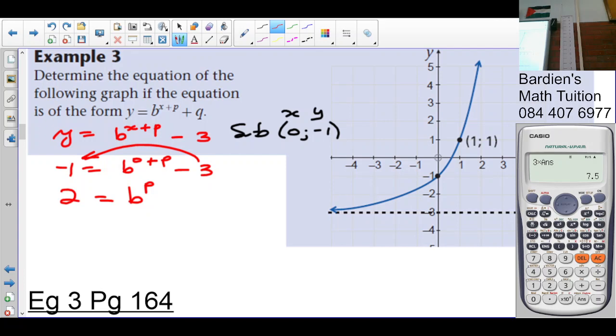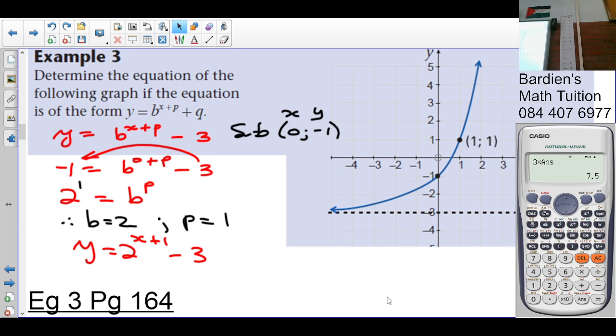Not so? So, if 2 is written on its own, what's the exponent? 1. So therefore, b is equal to? What's b equal to? 2. And what is p equal to? 1. So my equation reads, I don't even need that point. y equals b to the x plus p, minus 3. p is 1. So it's going to be 2 to the x plus 1, minus 3.